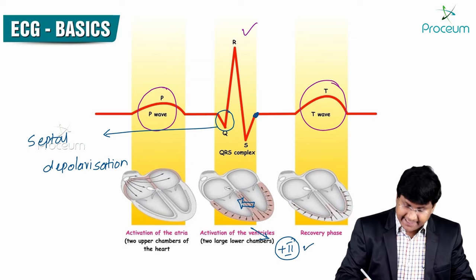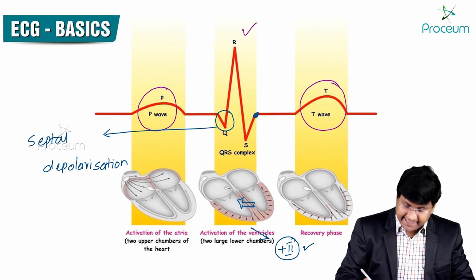Now, what is the use of keeping the leads posteriorly? V7, we keep in the posterior axillary line. V8 and V9, we keep them in the scapular lines. What is the purpose of it? The purpose of keeping the leads in V7, V8, V9 is to pick up the posterior wall MI. Right? To pick up the posterior wall MI.